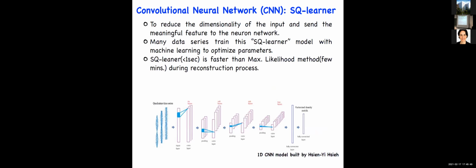In order to accelerate the reconstruction process, we built a model with a convolution neural network, and we prepare more squeezing levels to train this model to optimize the parameters. Under our testing, we find this model can be faster than the mechanical method during this reconstruction process.